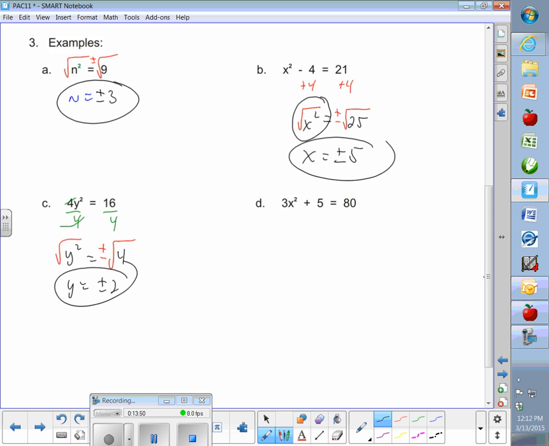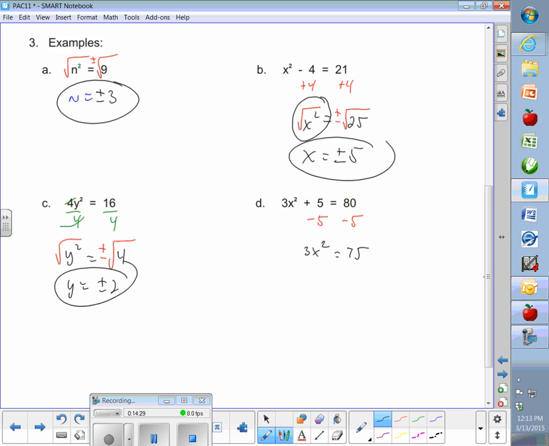So now we get to D. Blake, what would you like to do first with D? All right, Blake learned from yesterday when things are both added to and multiplied times a variable, he's going to move things added first. So he's going to add the opposite of a +5, that's a -5, to both sides. That leaves me a 3x squared on the left, right? And on the right, that leaves me a 75. Do you agree?